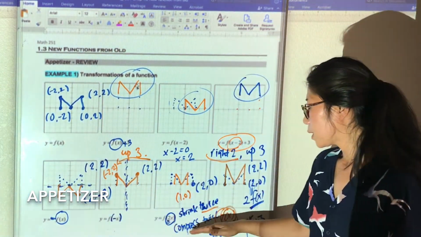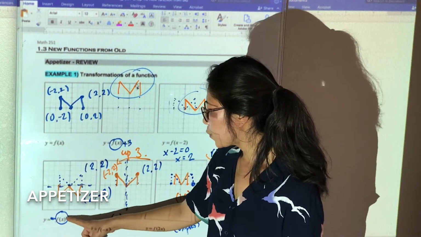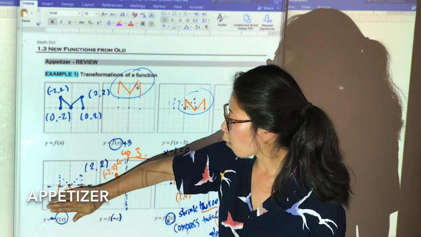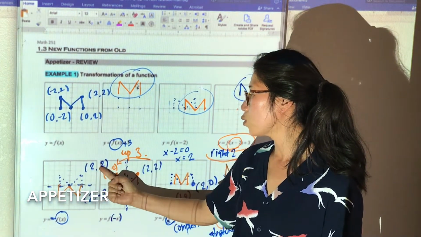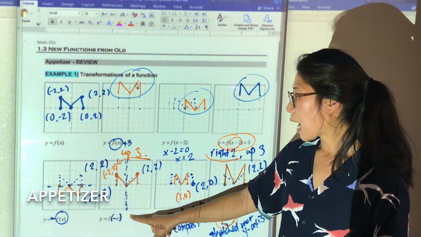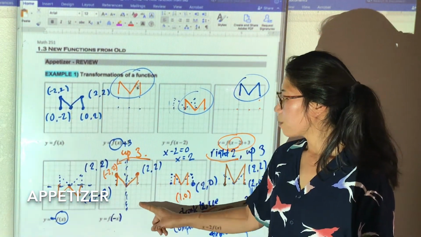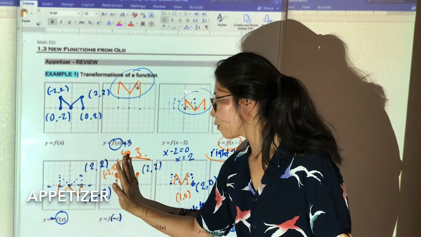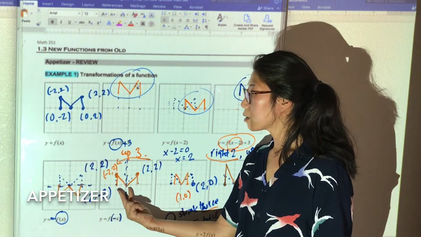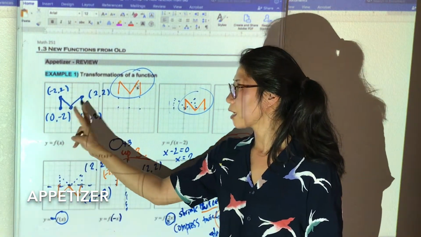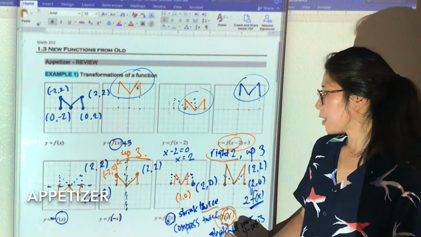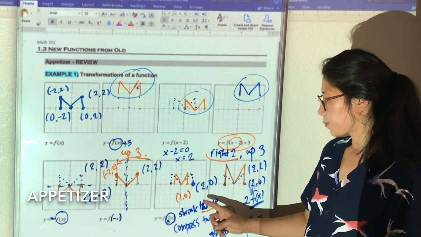Last 4, just be careful because it's a little bit confusing. If you have a negative outside, that means it's going to flip over the x-axis, because my 2 becomes negative 2. And the next one is going to be the opposite of this one. If I have my original graph, it's going to be a reflection over the y-axis. In this case, since the graph is the same on the left and right side, it turns out the same when you flip the x-coordinate.